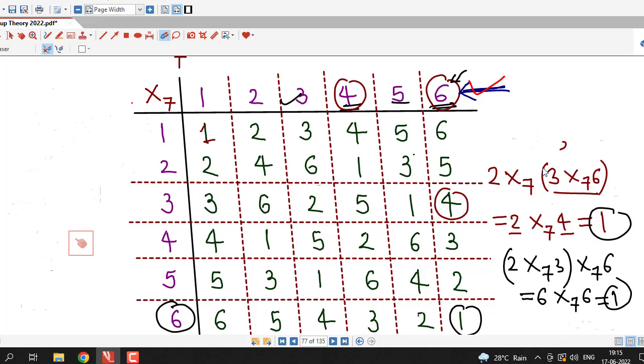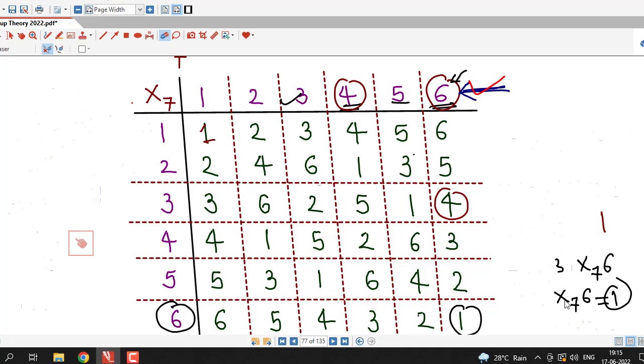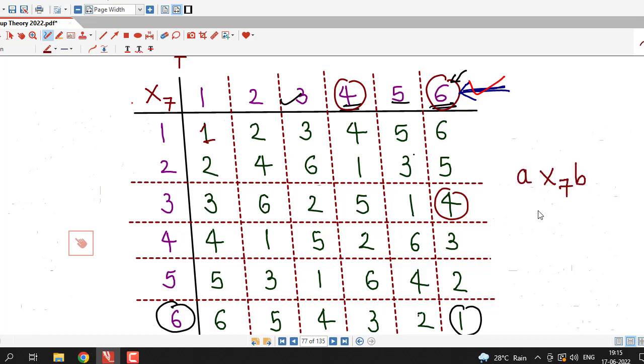So we can recall the definition of inverse. Suppose I have some element A in a given set, and if I can find another element from the same set, say B, such that A into B equal to B into A equal to the identity element, here identity is 1, then this A and B are called inverses of each other.